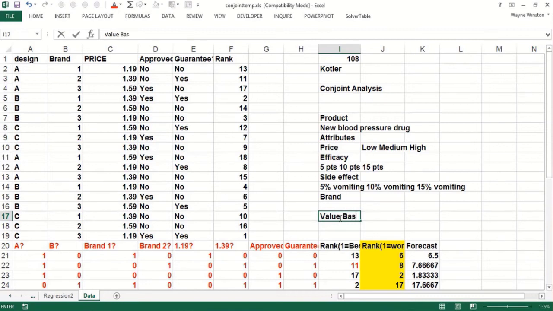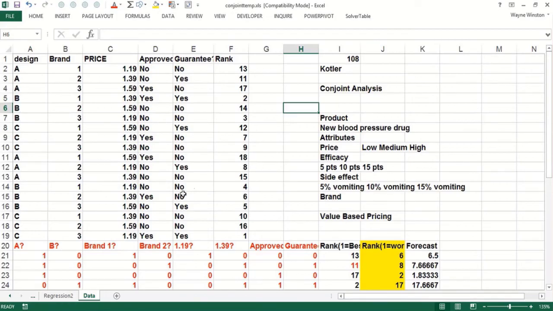Value-based pricing would say, how much can you charge for a satellite radio in a new car? And we'll do an example of that. If we add a guarantee to a product selling for $1.39, what's the value-based price we can charge for adding something the customer wants? Can we add 10 cents to the price, a nickel to the price? We'll answer that question in a couple of videos.